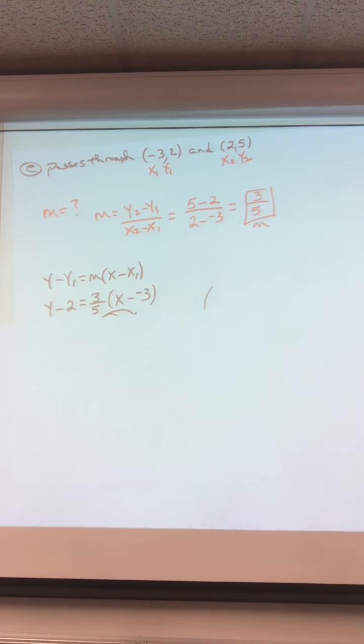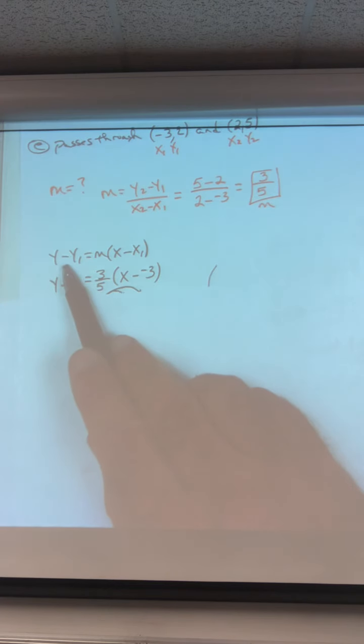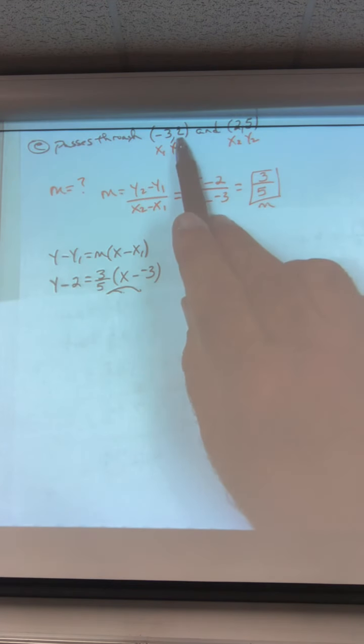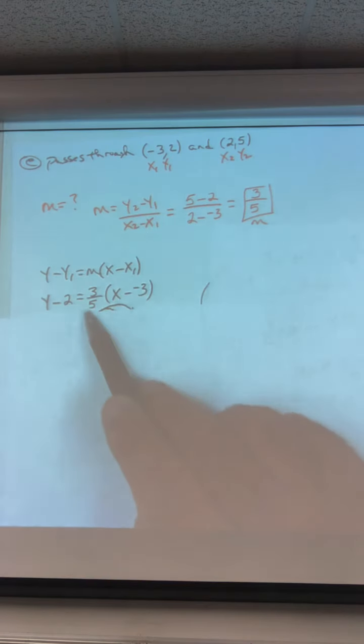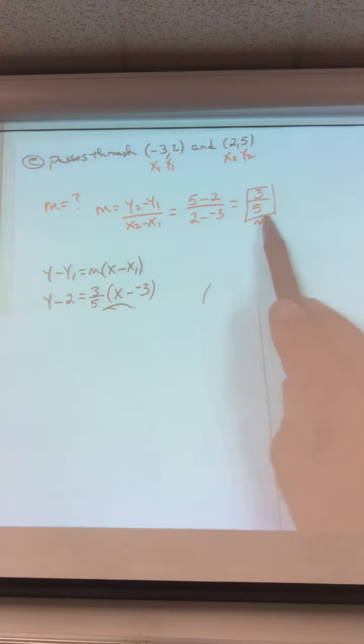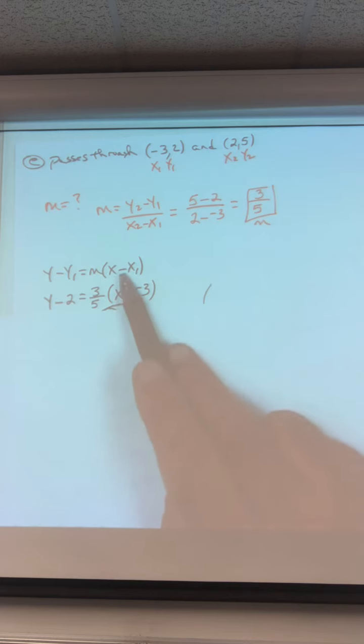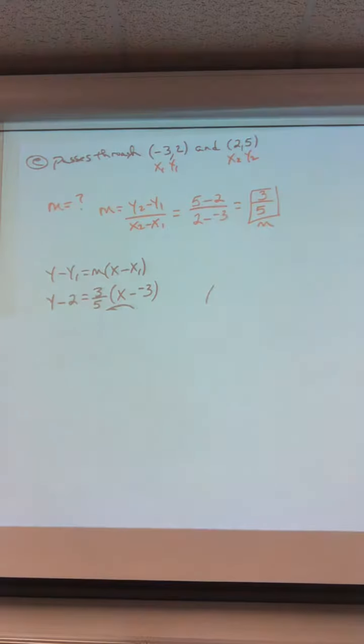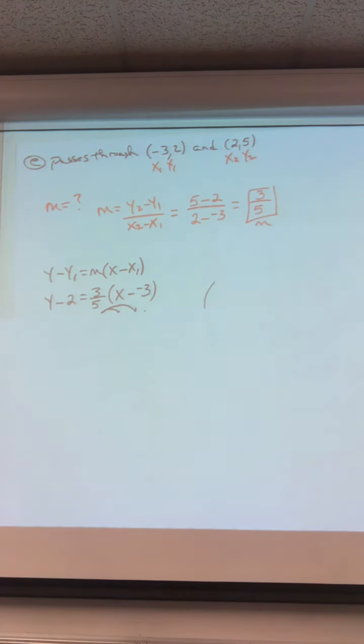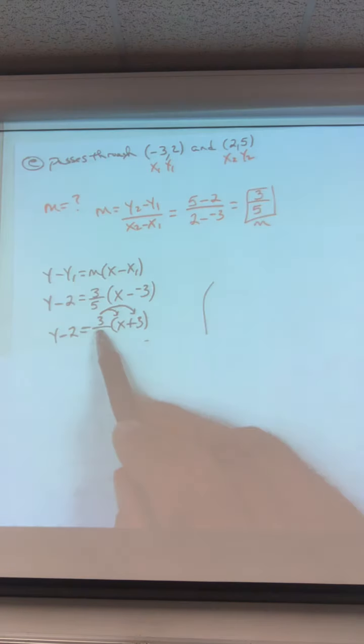All right, so I've got y minus y1, which is 2, equals m, which is 3/5, which you just found, times x minus, and then x1 is -3. Double negatives gives you a positive. So I just changed that to a positive. Now remember, we said write our answer in 2 ways. Slope-intercept form and standard form. Okay? So what I'm going to do is distribute first.